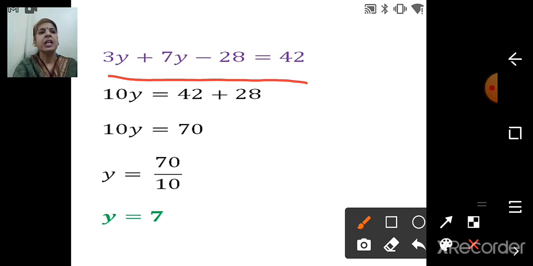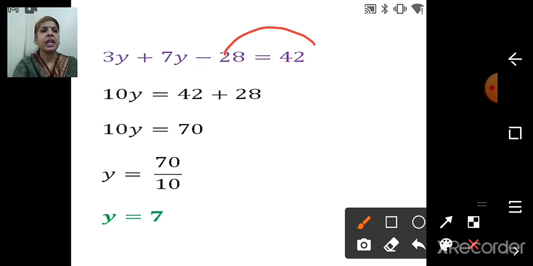Now we will solve. Variables we are having on one side, 3y plus 7y. So 3y plus 7y is 10y is equal to 42, and minus 28 will go to the other side of the equality. Minus 28 will become plus 28. Subtraction it is given, minus 28, so we have to take the opposite sign, plus 28. Now 42 plus 28 is 70. So 10y is equal to 70.